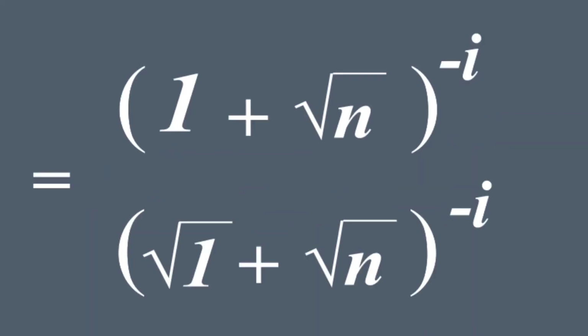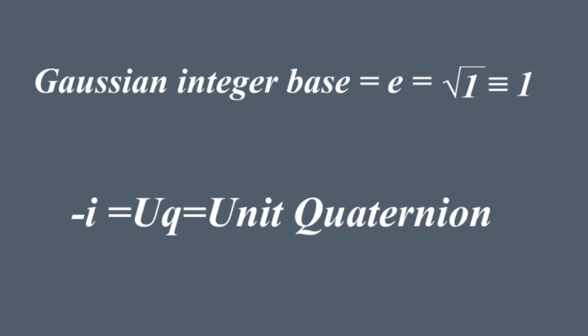Alternatively, we may express Baker's segmentation reversal equation in terms of Gaussian integers, yielding the quantity 1 plus the square root of n to the power of -I is equal to the quantity square root of 1 plus the square root of n to the power of -I. And we see that this Gaussian form of the equation may be slightly altered to yield an exact formulation for the spiraling of right triangles. We allow the base to be the Gaussian integer e is equal to the square root of 1, which is equivalent to 1, and -I is equal to the unit quaternion. The unit quaternion acts on e, precessing e a distance of pi over 2 radians n times.